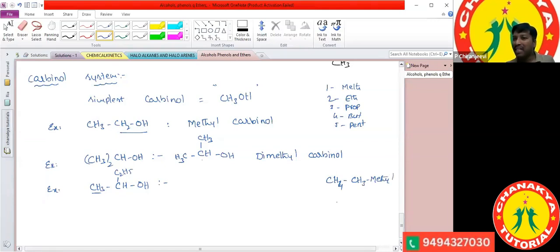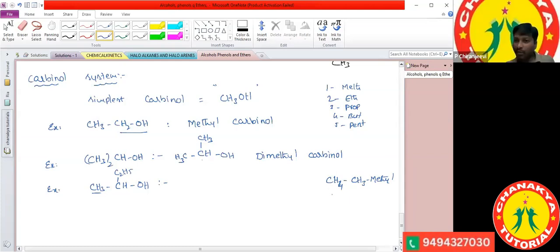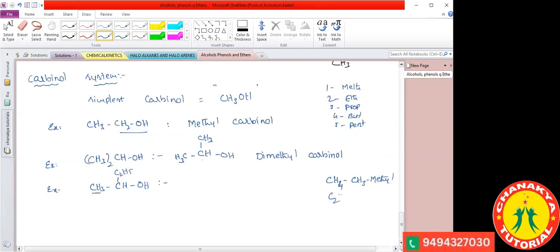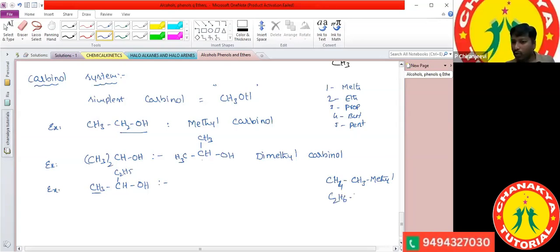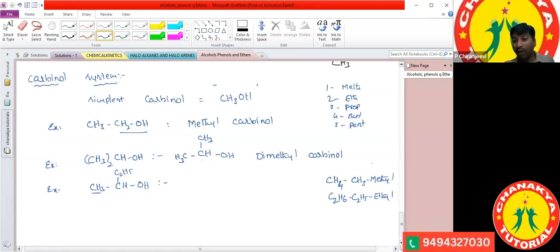For example, ethane. What is the molecular formula of ethane? C2H6. So from this one, if you remove one hydrogen atom, it is converted into C2H5. The C2H5 group we can call an ethyl group. Similarly, from propane, if you remove one hydrogen atom, it becomes a propyl group. Now you got the clarity?